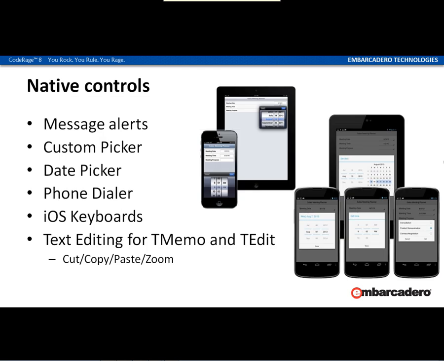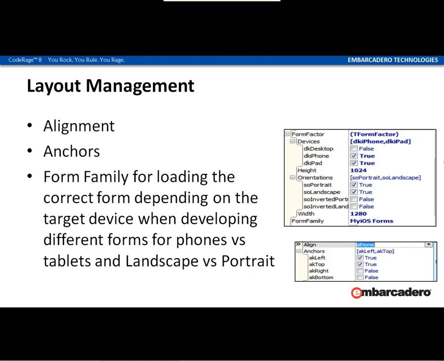We also have support for some of the native controls on iOS and Android, text editing, for example, with T-Edit and T-Memo, so you can have the built-in support for cut, copy, paste, zooming, and so on, select and select all. The phone dialer, the date picker, custom picker, notifications and alerts, and support for the virtual keyboards, both on iOS and Android, based on setting the keyboard type. As I mentioned, anchors and alignment.